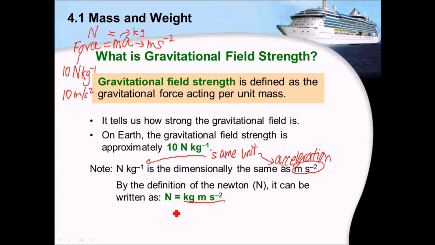So if Newton is kg meter per second square, then Newton per kg means you multiply by per kg. So what happens to the kg? Using indices, the two kg will cancel off, leaving behind meter per second square, which is the same as the unit for acceleration. So that's why these two units are the same. Okay? So I'm going to move on.